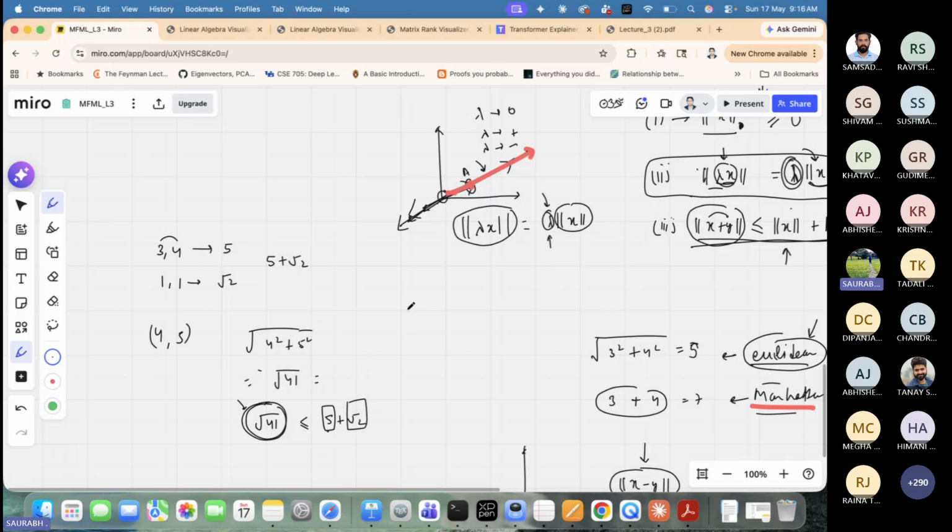Next, but a question: in the case of Manhattan norms, it would be the same always, right? Yes, we follow different principles there.